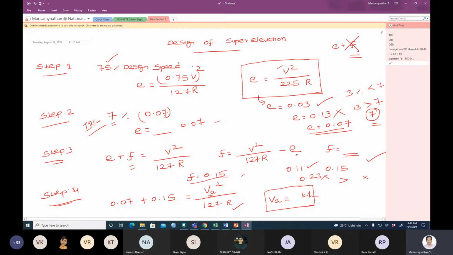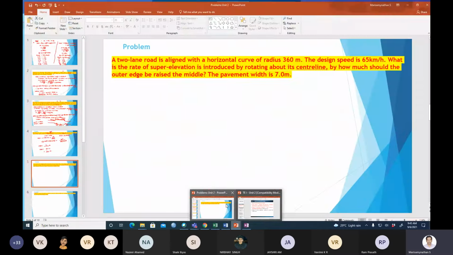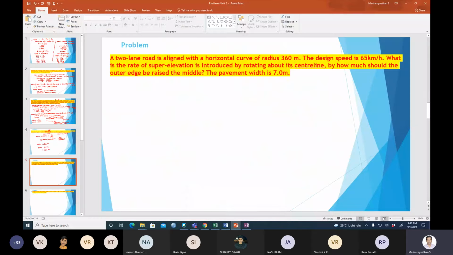Initially, we might start with 100 km per hour, but after following the four steps, finally it reduces to 80 km per hour. So this is the conclusion. We get the four-step design problem. Probably we can try to solve the problems one by one, so definitely you will get clarity about the four-step problem.